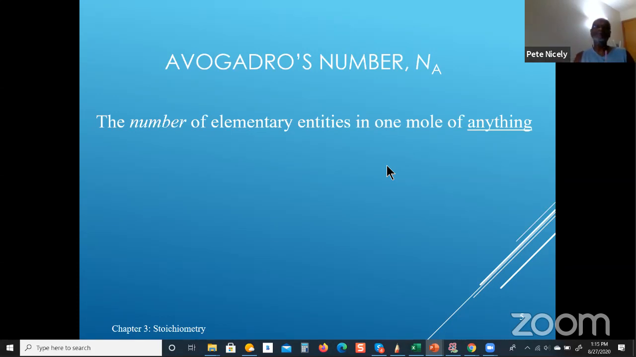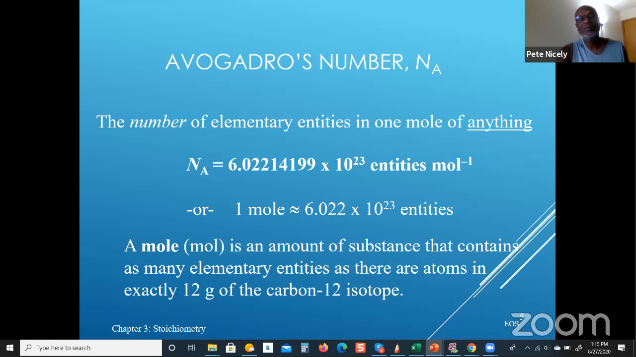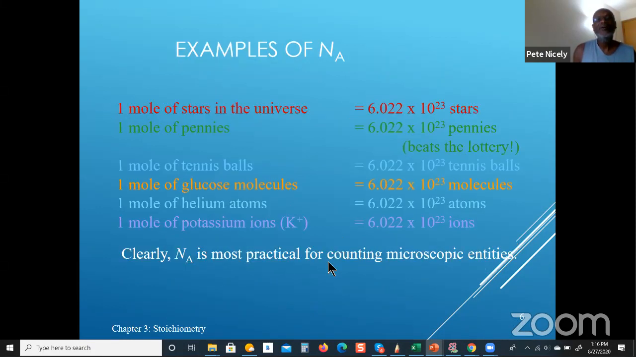Then we get to Avogadro's number, right? Which is basically the number of items in 1 mole of anything, all right? So that number, of course, you should know is equal to 6.02 times 10 to the 23. And then we get to the definition of a mole. A mole is an amount of substance that contains as many elementary entities as there are atoms in exactly 12 grams of the carbon-12 isotope, all right? So that's basically where the mole concept comes in. Now, the mole concept can be literally applied to anything, all right? But of course, in chemistry, we apply it to small particles such as atoms or molecules or ions, etc.